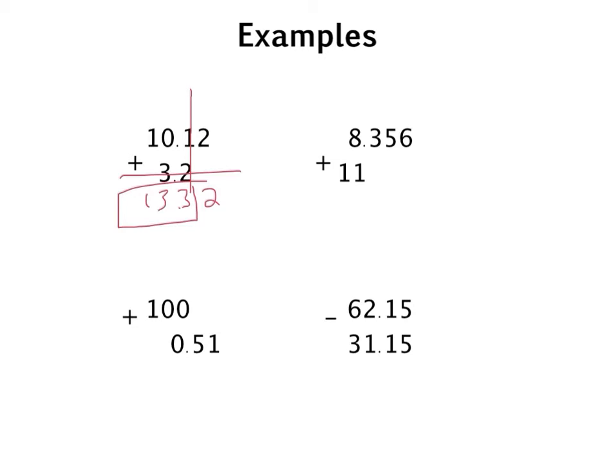What if we add 8.356 and 11? Now, what this tells me is my ones place is where I'm going to have to cut off my number. So if I do the math here, I get 19.356, but that 356 gets cut off because it's too far out in the decimal places. So the answer here would be 19.